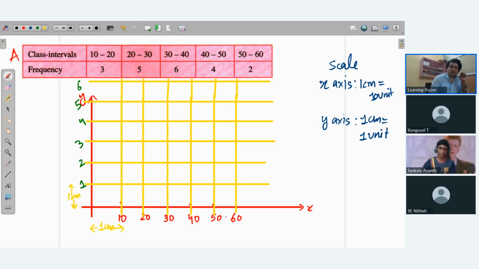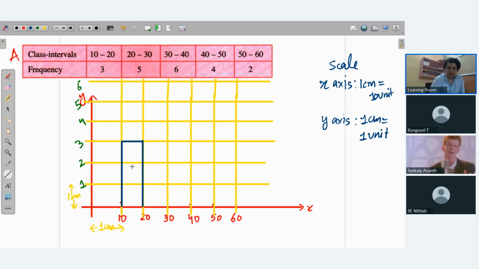Okay, so what we do, we look at 10 to 20. It says that there are 3. So for 10 to 20, we form a rectangle till 3 units. So this, this, and this. Okay. So this represents the first class interval that says that from 10 to 20, there are 3 units. Since the rectangle's height is 3 units, that's why it represents the given information.